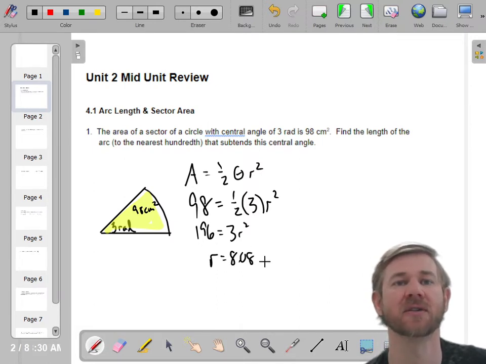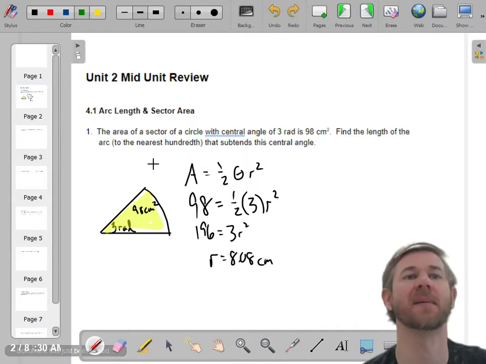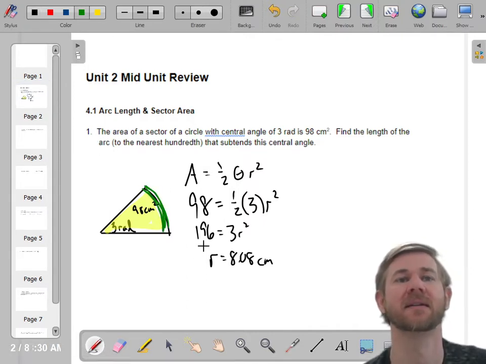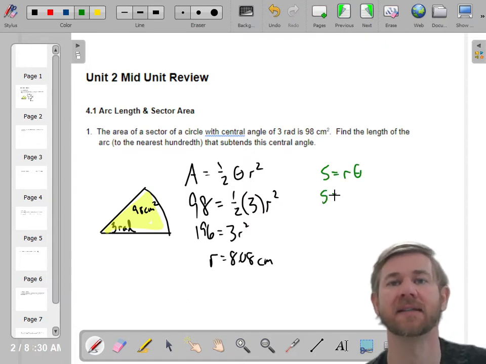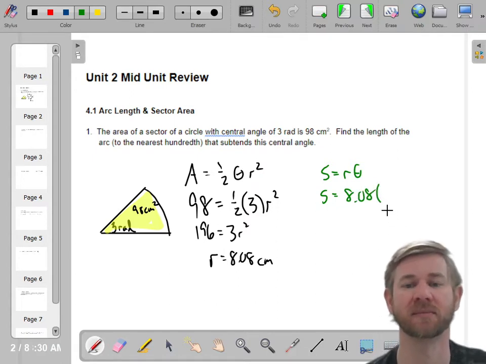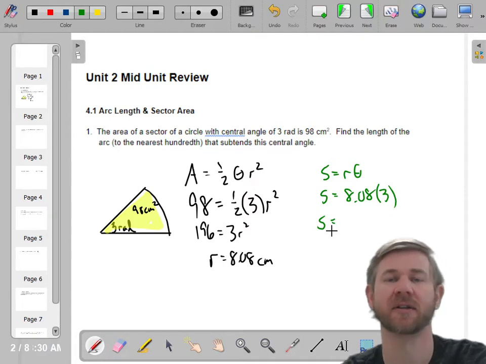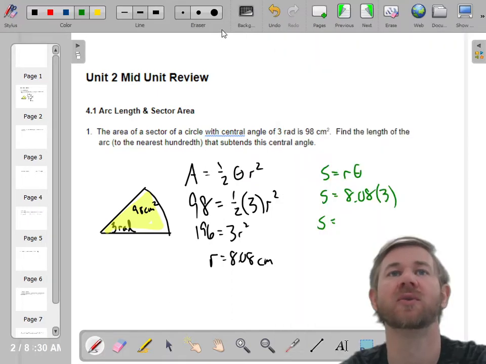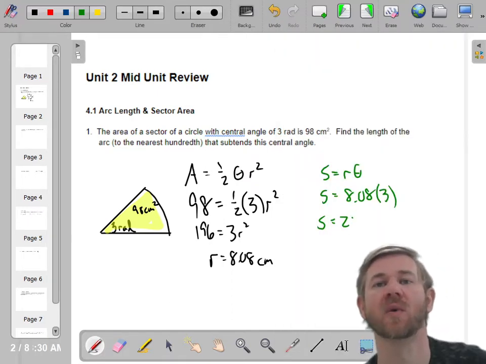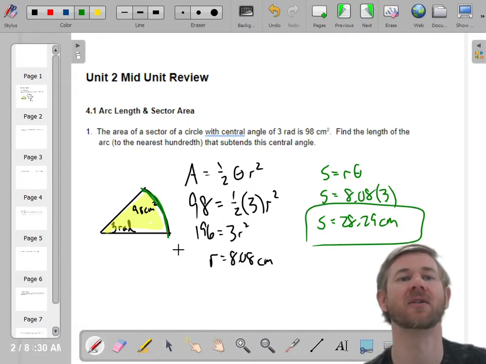Now, you got to make sure you answer the question. This says, find the length of the arc. So I need to use another formula, S equals R theta, and S equals R, which is that 8.08 number, and I'm not going to round that. I'm just going to use my calculator, and then the radians is still 3. So we're just going to take our answer for our radius and multiply it by 3 radians, and we get 24.29. It says to the nearest hundredth, and these are centimeters. This is a length, the length along the arc.